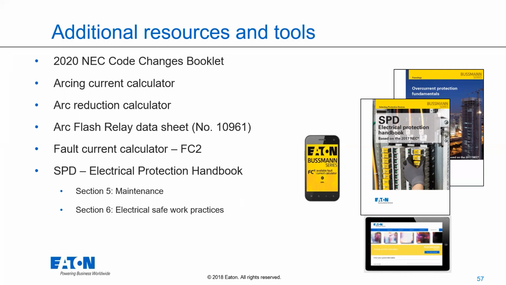Got a data sheet for that arc flash relay. Again, one of the best methods, I think, that there is to provide you that arc energy reduction in existing equipment. You could put it in new equipment too, but I think it's the best method that exists out there to retrofit existing equipment to come in line with this arc energy reduction requirement. Fault current calculator, right? You need to know your available fault current in order to know your arcing current, so that'll help as well. And then the SPD Electrical Protection Handbook has a whole lot of information on maintenance, electrical safe work practices, all within it.